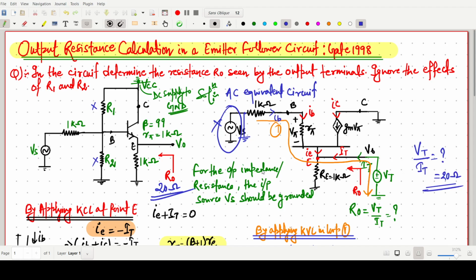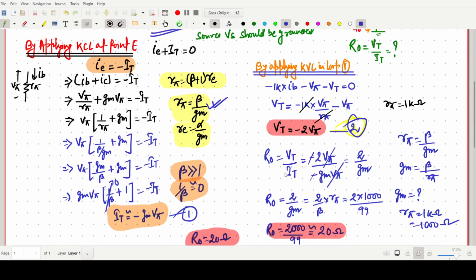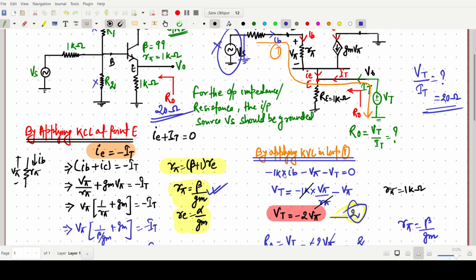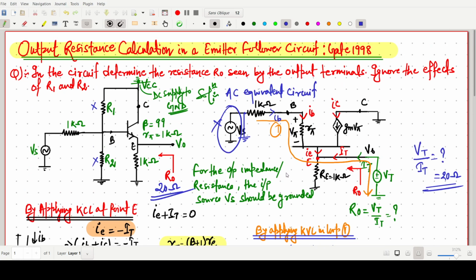So this is all about this question. You have to go step by step. Only apply KCL and KVL and you can easily find the output resistance. Here we are saying output resistance. This R1, R2 we have to neglect because already given, so the question is much easier. So this is all about this question.